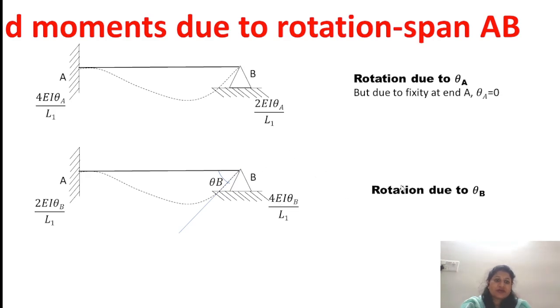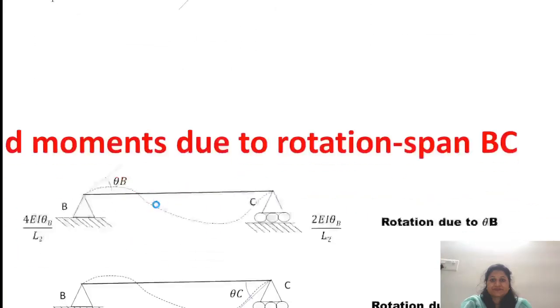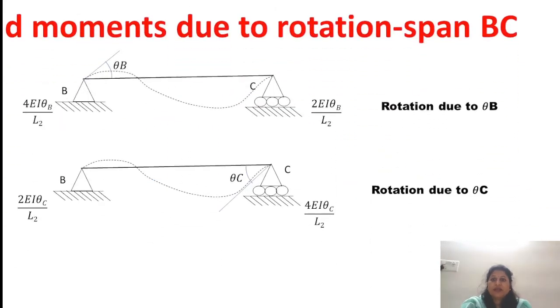In the second case, we are releasing the joint B, so the rotation due to theta B gives 4EI theta B upon L1, and half of this, produced at joint A, is 2EI theta B upon L1. Now this concept is very important to develop the slope deflection equation. Now, the end moment due to the rotation for the span BC.